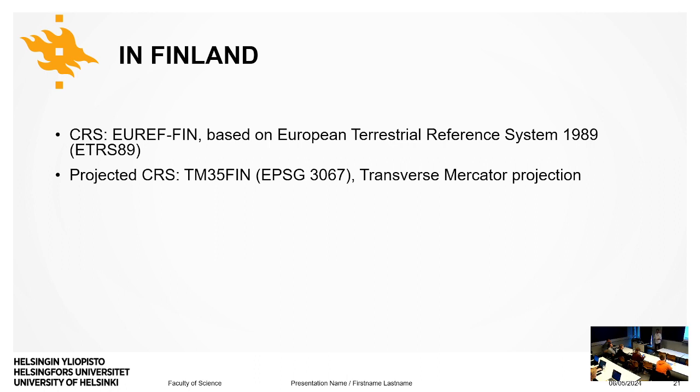Just briefly about what we use in Finland. Again, in Finland, like other places, we have standards and rules that we follow. The coordinate system we use is an adopted version of a European system, the ETRS89, which we call by a national name in Finland. Then we have the projected coordinate system, this TM35, that we get our data sets in, especially statistical data like population data. They usually come in this coordinate system, which is a transverse Mercator projection.